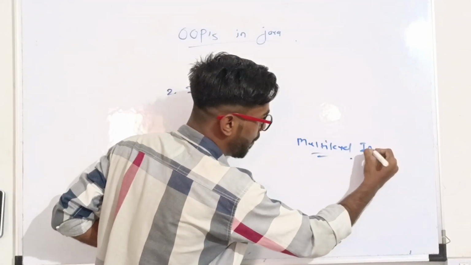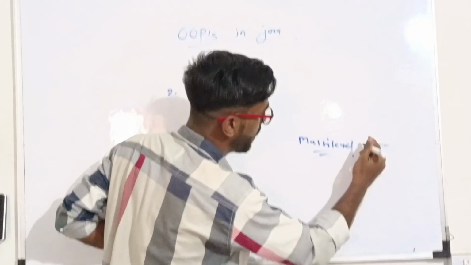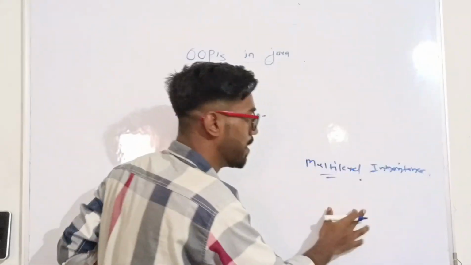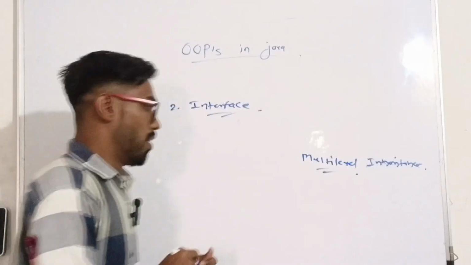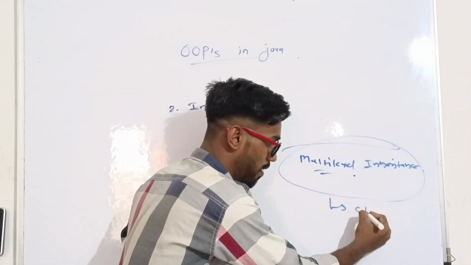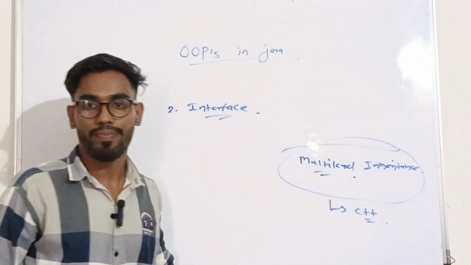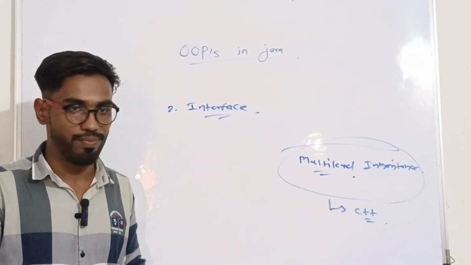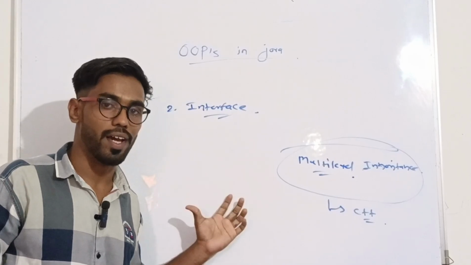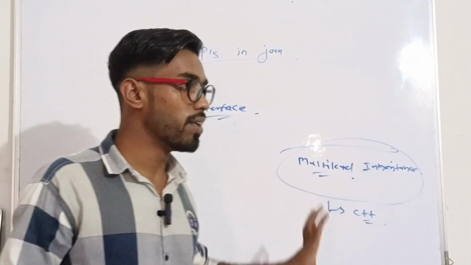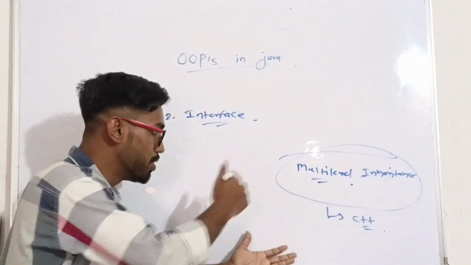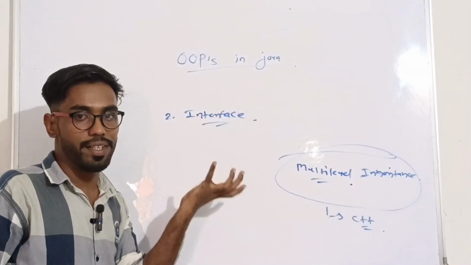There is the concept of multi-level inheritance. Now, what's multi-level inheritance? We can achieve multi-level inheritance in C++. But we cannot achieve multiple inheritance in Java. We cannot achieve multiple inheritance by using classes. So we can achieve multiple inheritance by using interfaces.